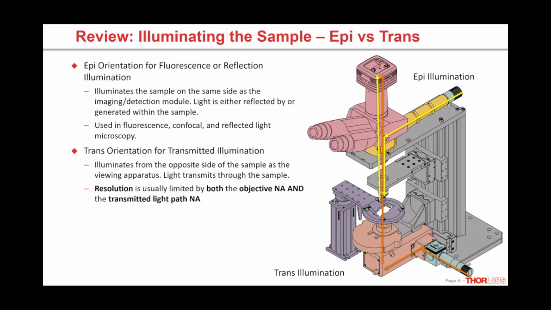This is as opposed to trans orientation for transmitted light illumination. This is where you illuminate from the opposite side of the sample as the viewing apparatus. Light is transmitting through the sample. Resolution in this setup is usually limited by both the objective numerical aperture and the transmitted light numerical aperture.